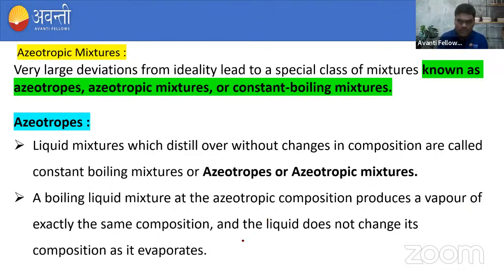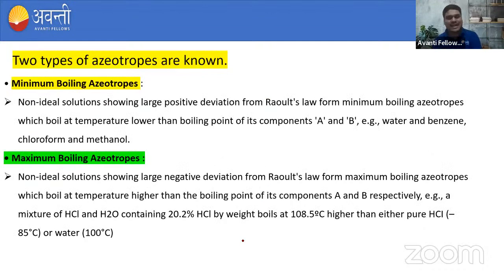Now, we have two types of azeotropes known. One is known as the minimum boiling azeotropes, and another is the maximum boiling azeotropes, right? Let's see which will show minimum and maximum boiling azeotropes. Basically, they show deviation from the ideal solution, so they are generally non-ideal solutions, right? So the minimum boiling azeotropes are shown by which one?